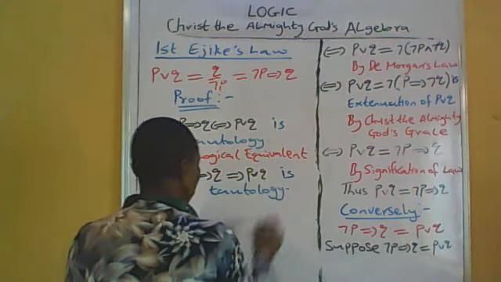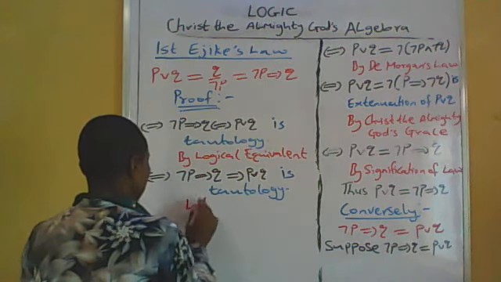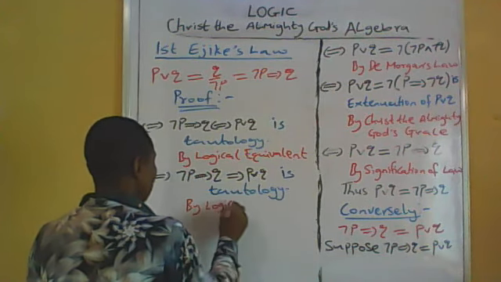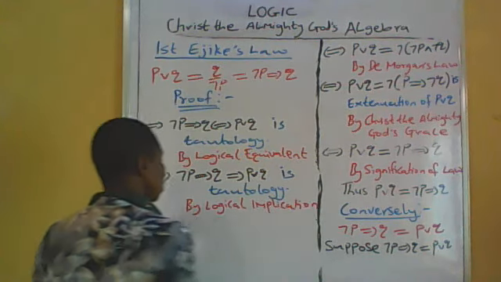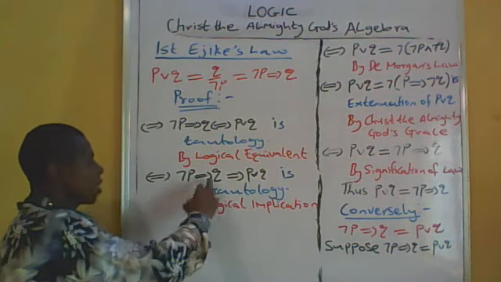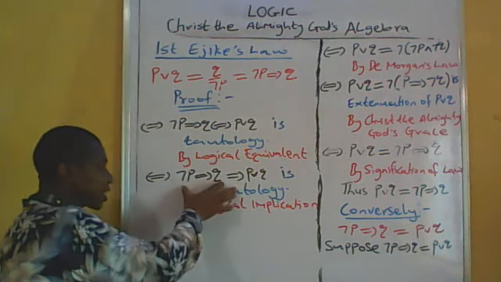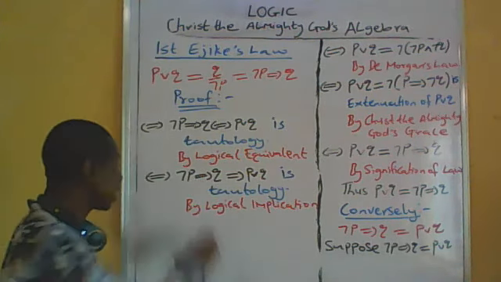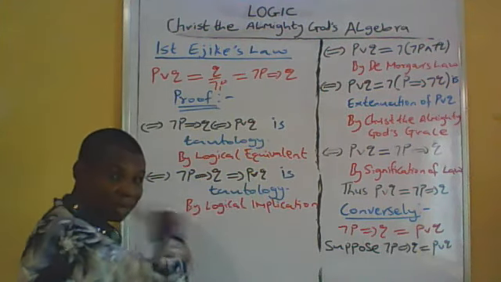Is tautology, being justified by logical implication. Now, this statement, not P implies Q, implies P or Q, is a tautology. It is certain that not P implies Q exists. So it is certain that the antecedent exists because the statement is tautology. The conditional statement is tautology.